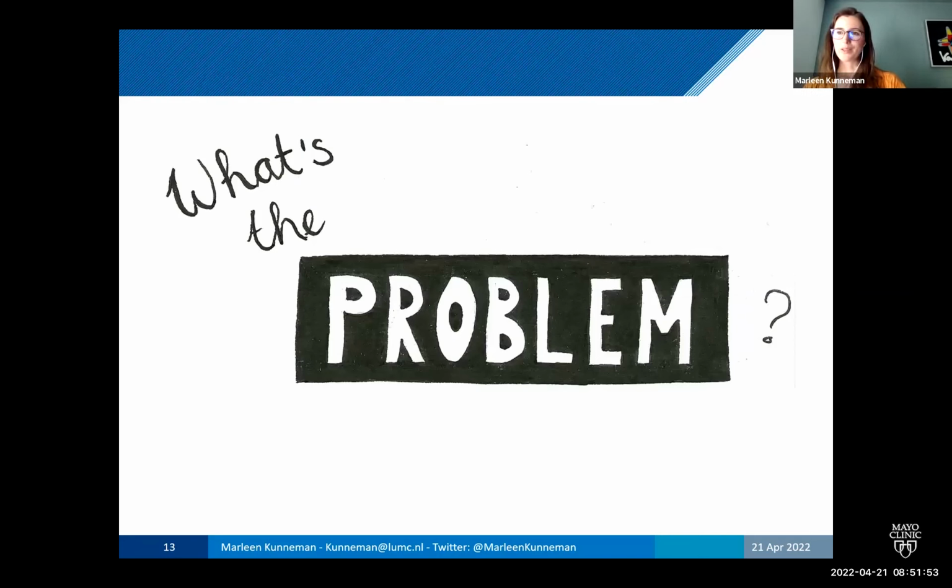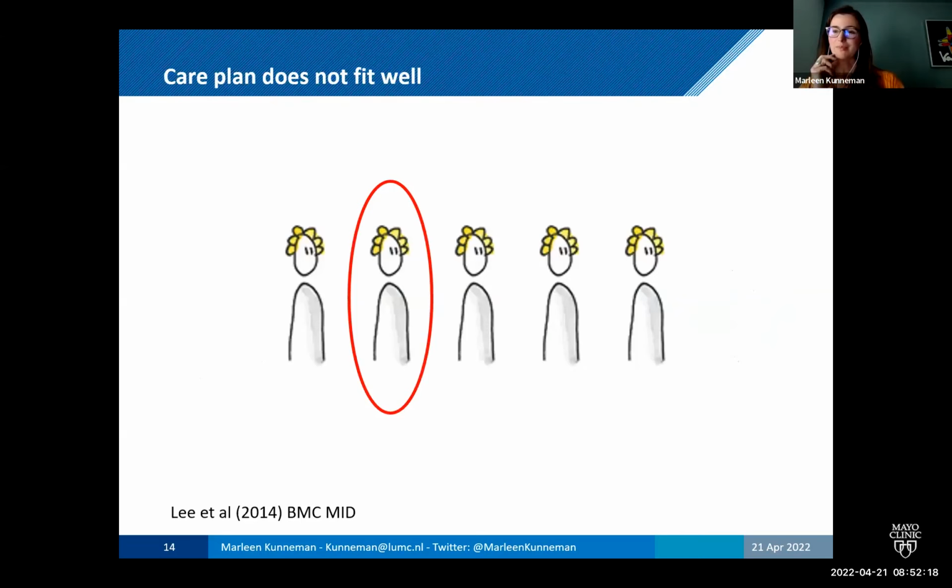But again, let's go back to what is that problem that shared decision-making is trying to fix. We have talked about a problem of shared decision-making not occurring in daily practice. We have talked about the problem of some of the outcomes. Patients are not knowledgeable. They do not know their risks. They are indecisive about what to do. Is that the problem? Well, I think that the problem is that 1 of every 5 patients indicate that they received care that did not fit well with them and their lives. 1 of every 5 patients.